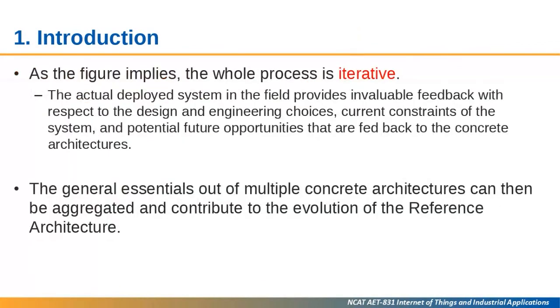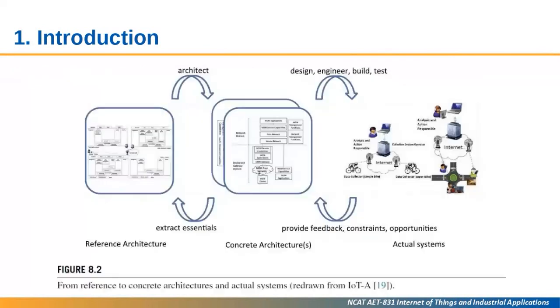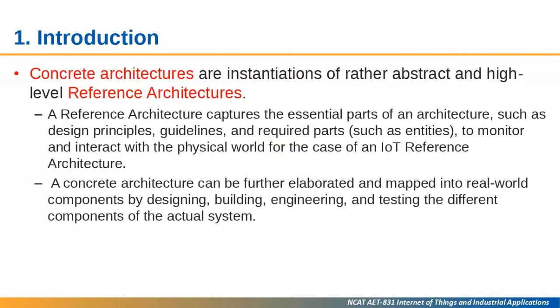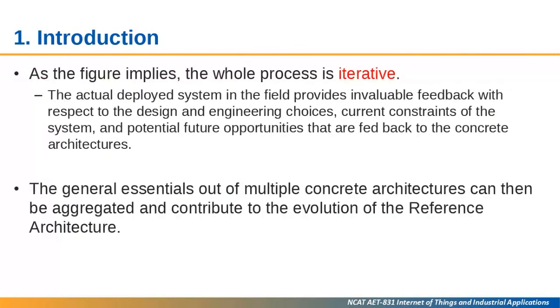And sometimes the process is iterative. Basically, that's what we can see in the figure. We use the reference architecture to generate the concrete architecture and then go to the actual systems. And the actual systems will give feedback to the concrete architecture. And the feedback essentials will go to the reference architecture for future development. So that's why we consider them to be iterative.